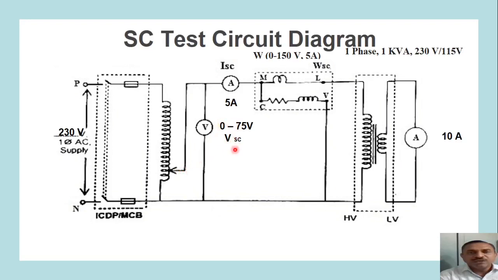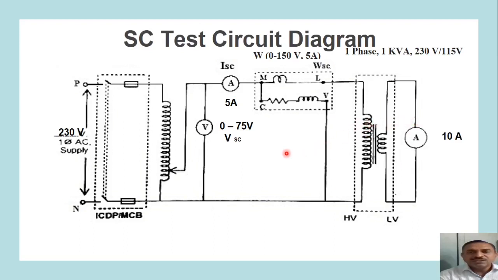Once the ammeter shows the rated current, we have to stop increasing the voltage further, then take the reading of the voltmeter as VSC, the reading of the ammeter as ISC, and the reading of the wattmeter as WSC. So these three readings are to be taken. At the same time we can observe the current in the LV winding also, which should always be of rated value. As the current in the HV side has rated value, the current on LV will also be of rated value.